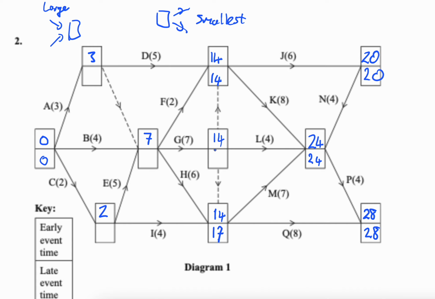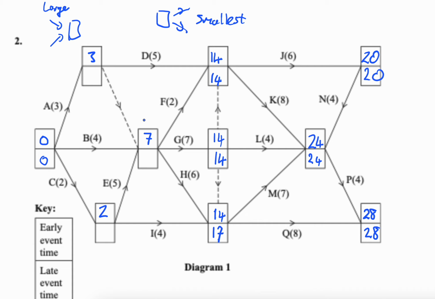Okay, and what about here? Do we have all the ways back into here? How many ways are there back into this? 3. So 14 minus 0 is 14. I'm not going to get less than 14. I know it's going to be 14, but I still do the maths anyway. What's 24 minus 4? 20. And what's 17 minus nothing? 17. So 14, 20, and 17. 14 is the lowest.